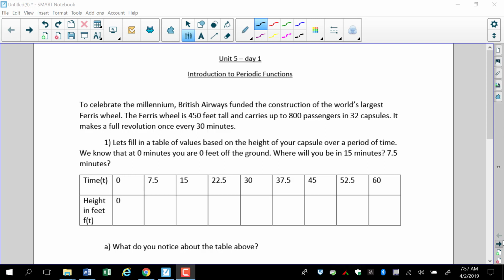So let's just take a look at a Ferris wheel. A Ferris wheel repeats itself. It starts at the bottom, goes around, and comes back to the bottom. And in this case, we have it doing that every 30 minutes, and it's 450 feet tall. So what does that mean when we graph it?